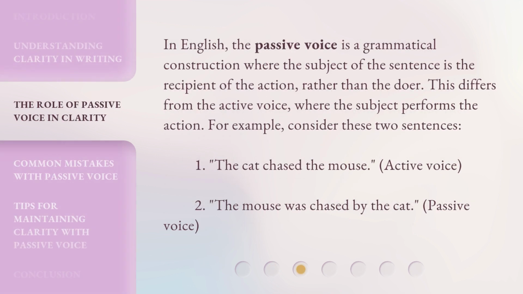In English, the passive voice is a grammatical construction where the subject of the sentence is the recipient of the action, rather than the doer. This differs from the active voice, where the subject performs the action. For example, consider these two sentences. 1. The cat chased the mouse. Active voice. 2. The mouse was chased by the cat. Passive voice.